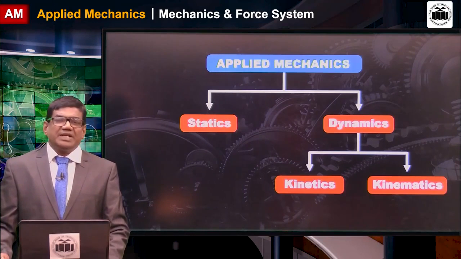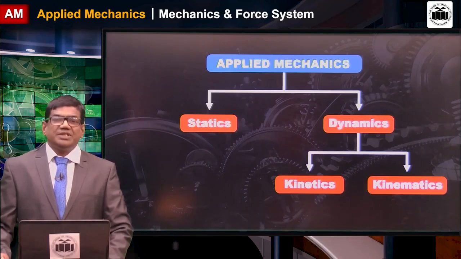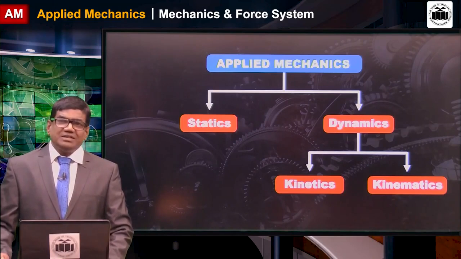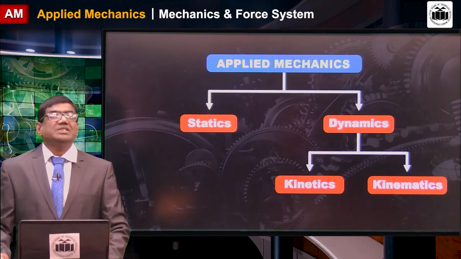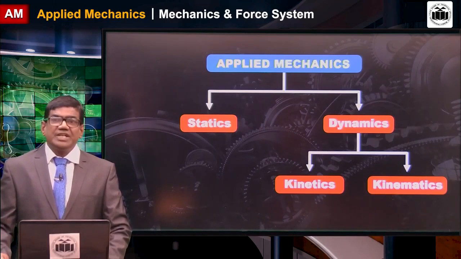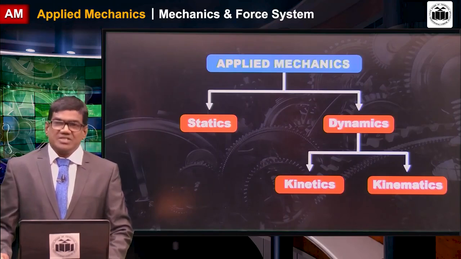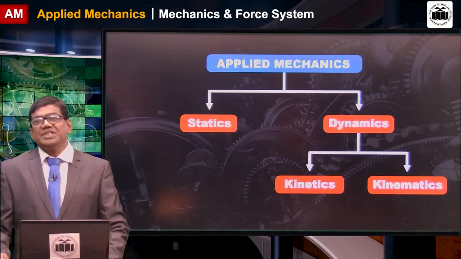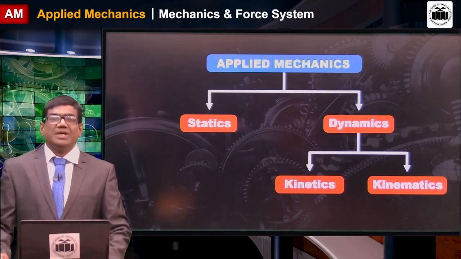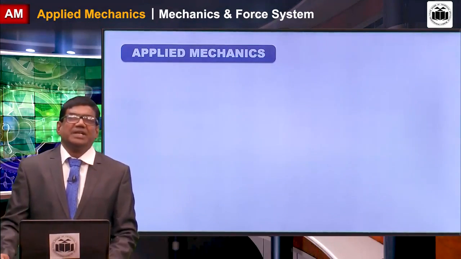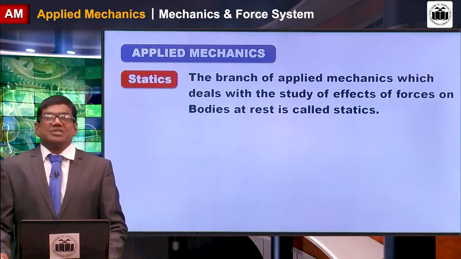Now in applied mechanics, our main aim is to study the effect of forces on a body, either the body is at rest or is in motion. When it is at rest, that part comes under statics, and when the body is in motion, that part comes under dynamics. Now the statics part.